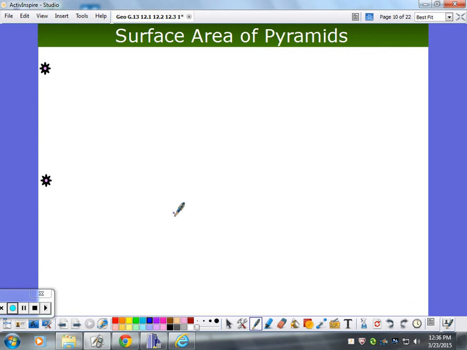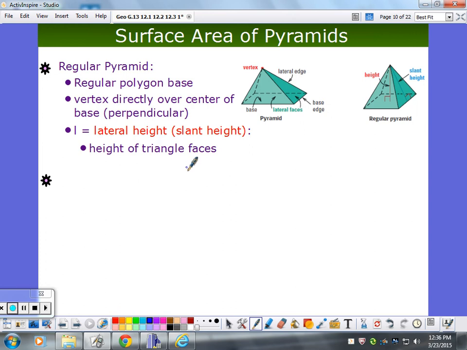Okay. Pyramid. Remind us what a pyramid is. We're working with regular pyramids when we're doing a surface area. The polygon is regular on the base. What does that mean again? It's a regular polygon? Yes, sir? Yeah, all sides are congruent there, and the angles. So if you see a rectangular one, it's a square.